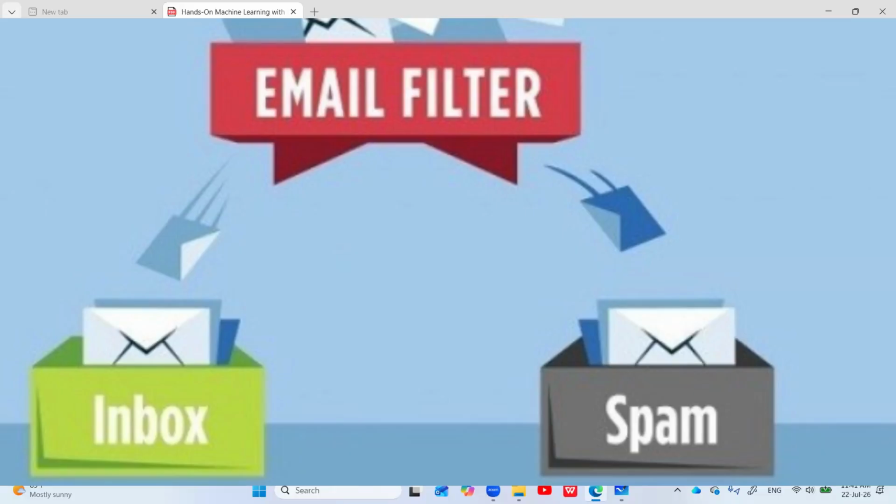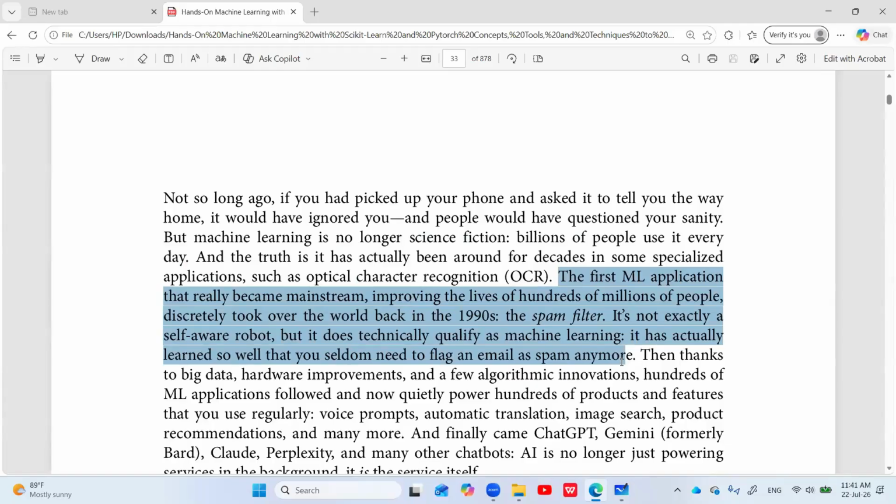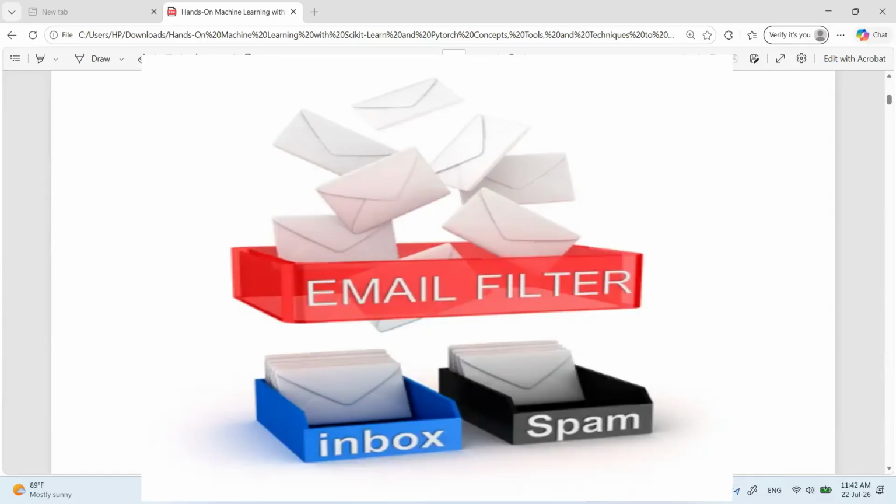The spam filter. It is not exactly a self-aware robot, but it does technically qualify as machine learning. It has learned so well that you seldom need to flag an email as spam or ham anymore. Right, guys? The first well-known and widespread machine learning application is the email spam filter.